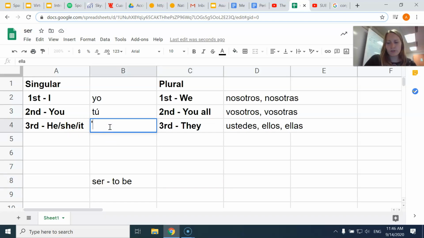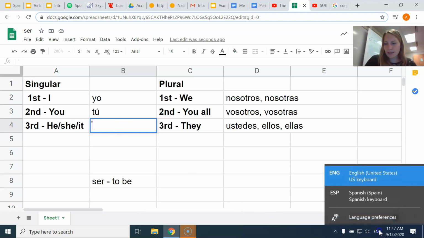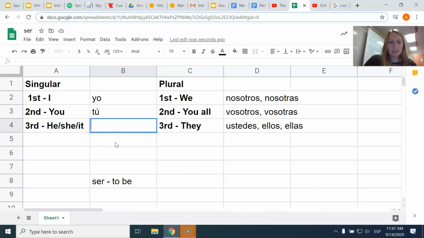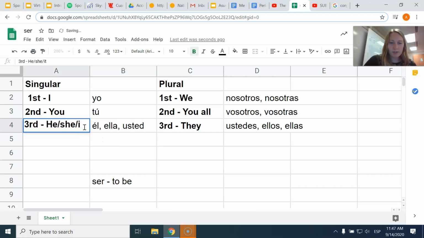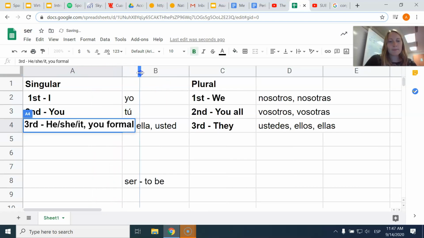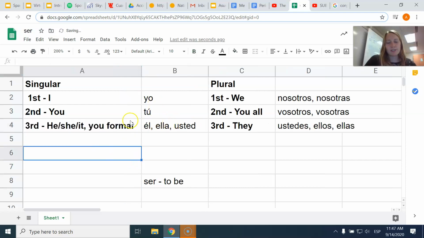Or you could have él. Oh, let me turn on my Spanish. So he actually in Spanish is él. Then we have ella is she, and it, we won't go into that. But we're going to put usted there because we also have the you formal. Remember how we were talking about how you can say like, ¿Cómo estás? Or ¿Cómo está usted? Usted is the you formal, and so you're going to use that in the same way you're going to use he, she, or it.